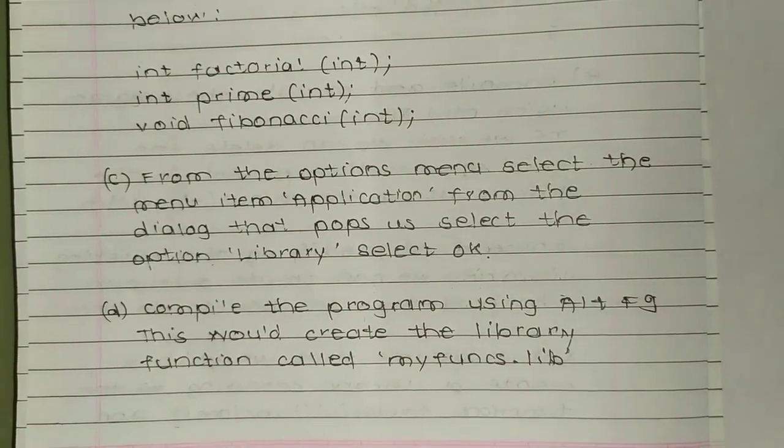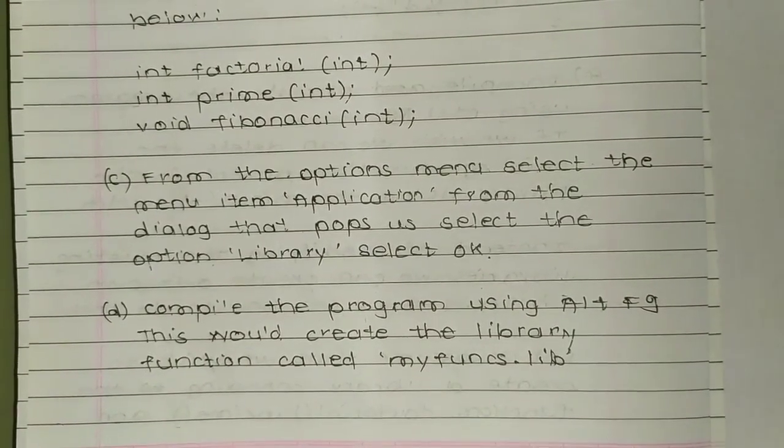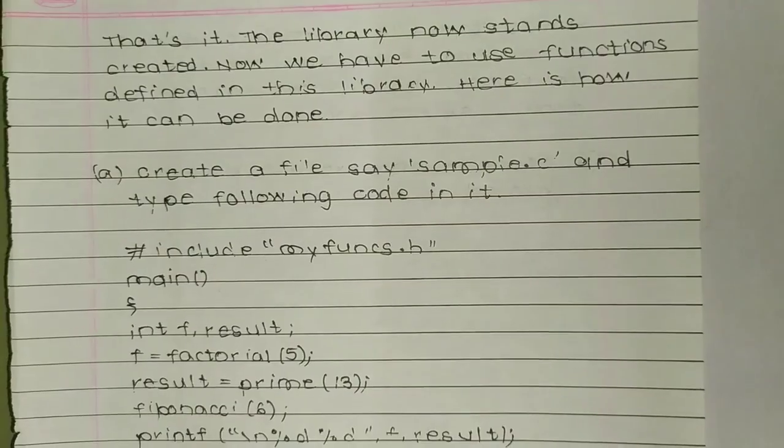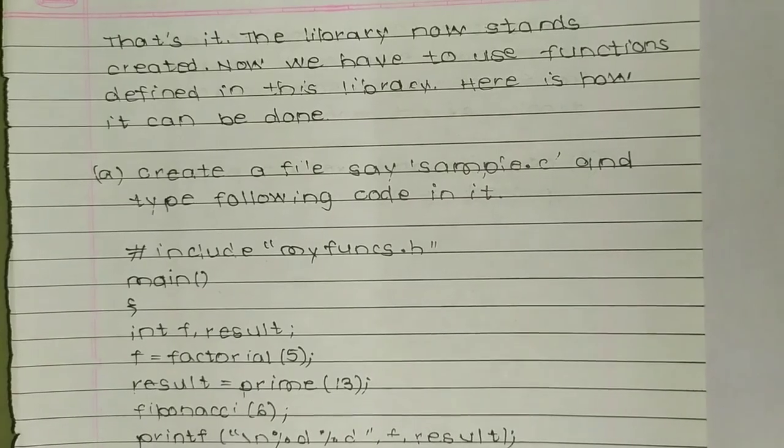Step C: From the Options menu, select the menu item Application. From the dialog that pops up, select the option Library, select OK. Step D: Compile the program using Alt F9. This would create a library file called myfuncs.lib. The library now stands created.